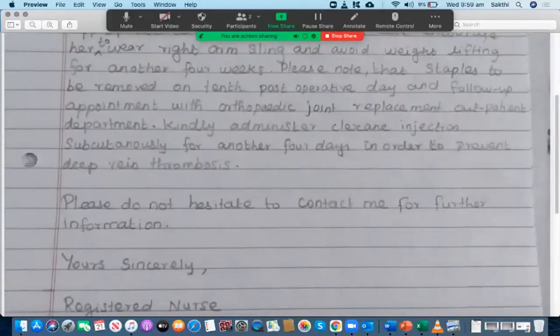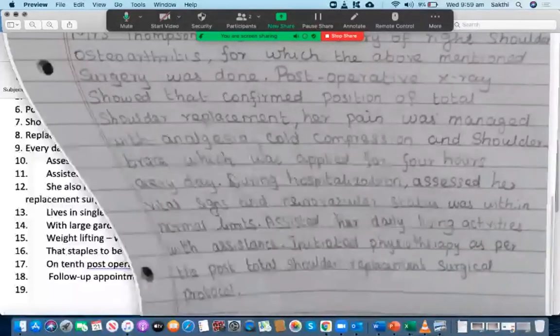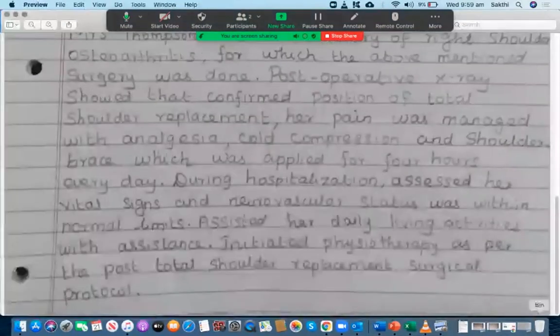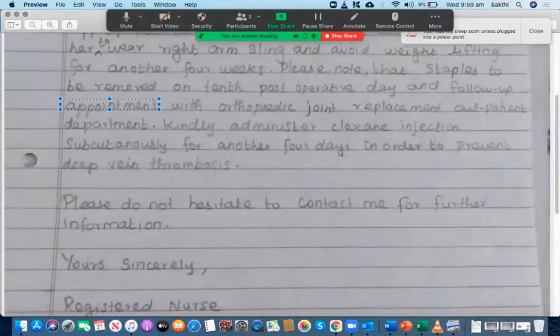No, same appointment, right? Then you have to say simply, okay, instead of writing, so you have written so much. What you could have done is, okay, so let's say removal of her staples is scheduled in 10 days, and then you can write down this department name, in orthopedic joint replacement outpatient department. That's it. Finished. So don't write all these things, okay? All these follow-up appointment and all these things if it is not included. This is wrong.